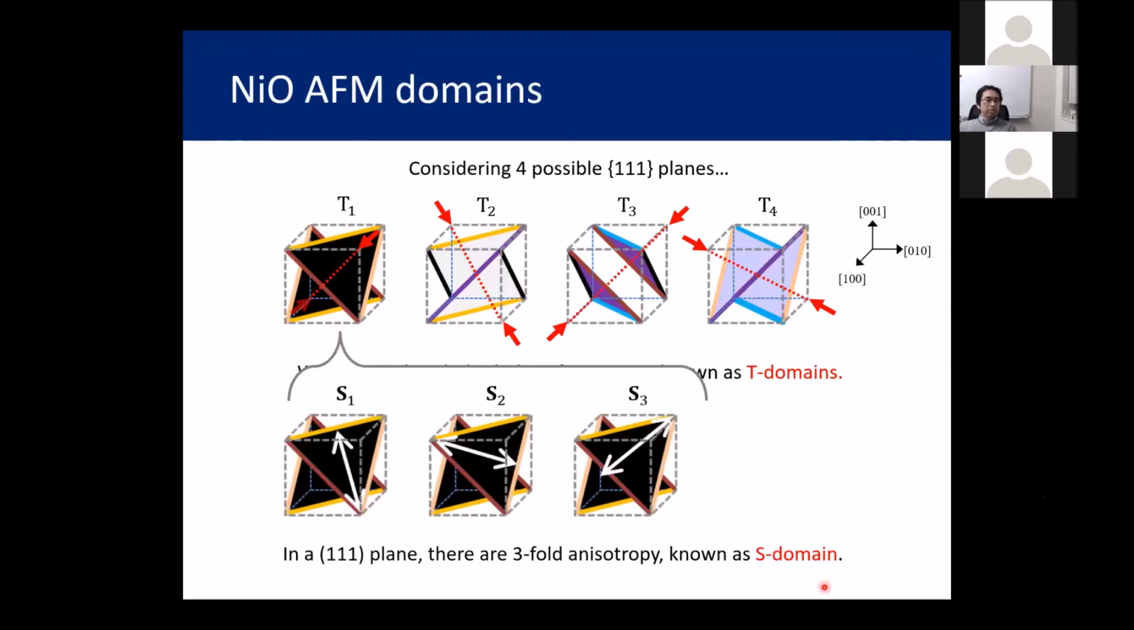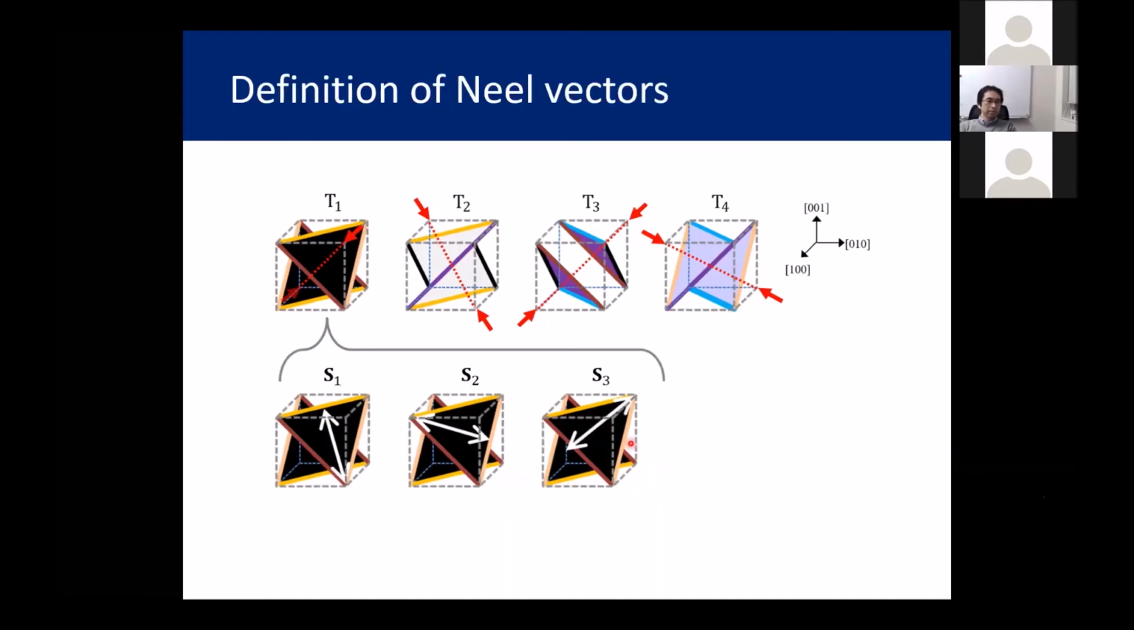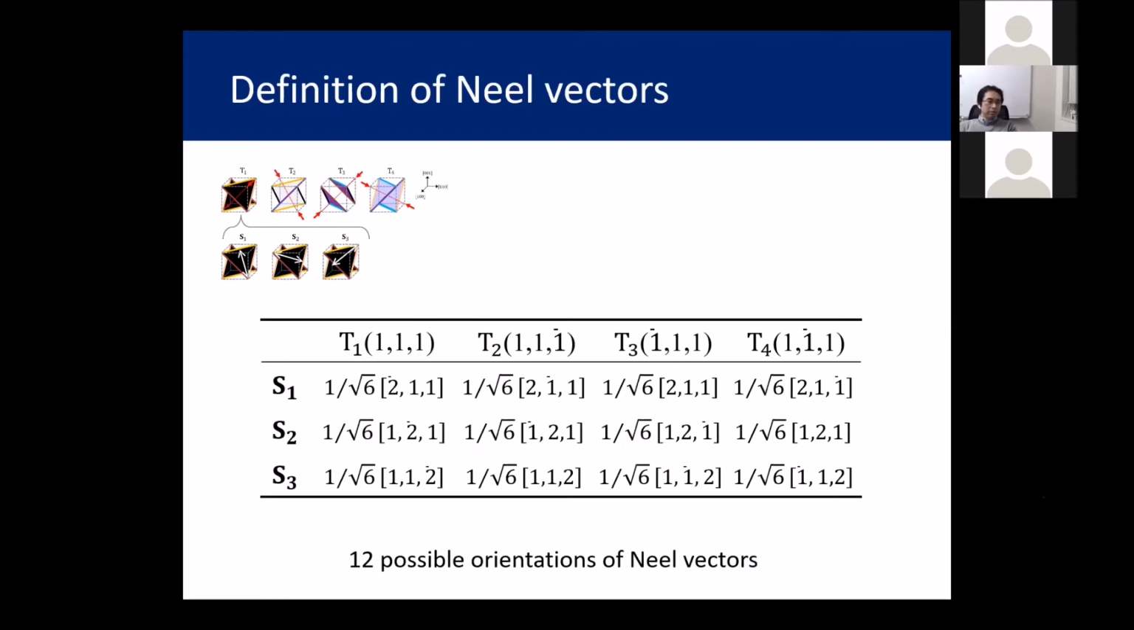I also need to mention the so-called S domain. The T domain defines the easy plane, but the antiferromagnetic Neel vector has 3 degrees of freedom within the easy plane: this 1, 2, 3. Therefore, each T domain can have 3 possible S domains. So we have 4 T domains times 3 S domains. In total, we have 12 different Neel vector orientations in nickel oxide.